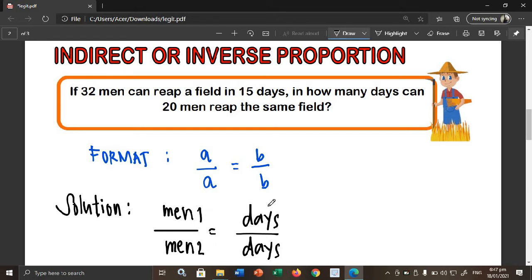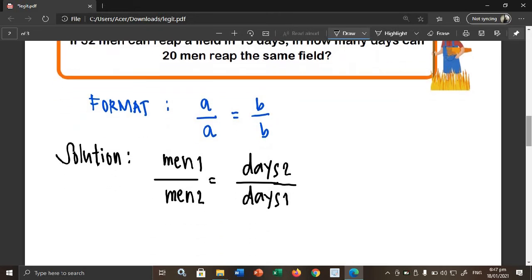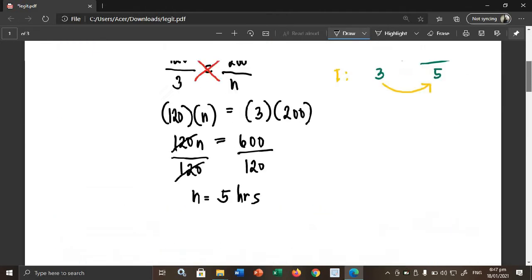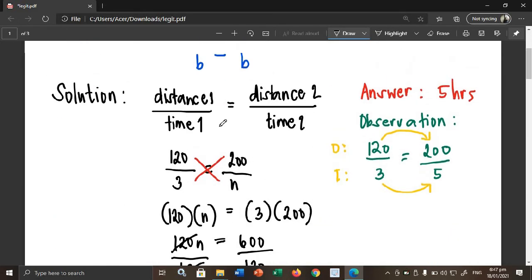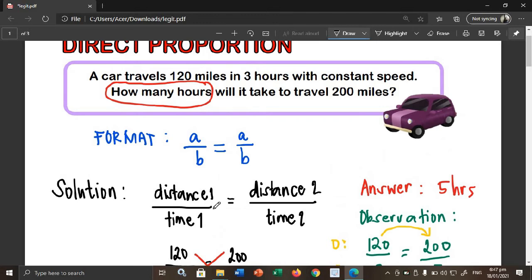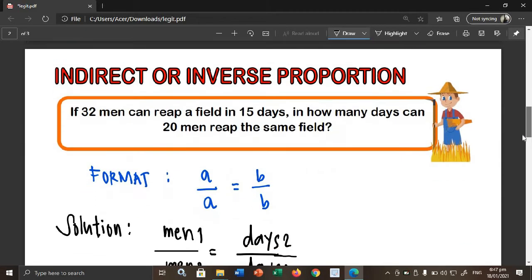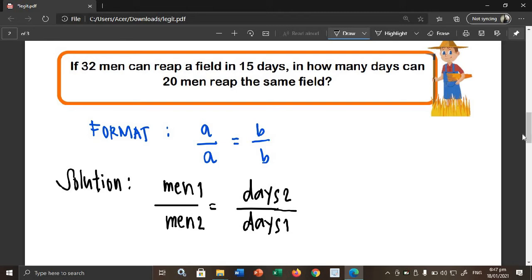And then, dito yung sa pangalawa. Sa days naman, yung numerator mo, yung second na given for days. And then, yung denominator mo is yung first na given ng number ng days. Okay? Opposite yung magkamukha, unlike dun sa direct proportion. Kung napapansin niyo yung difference. Okay. So, let's solve, no?